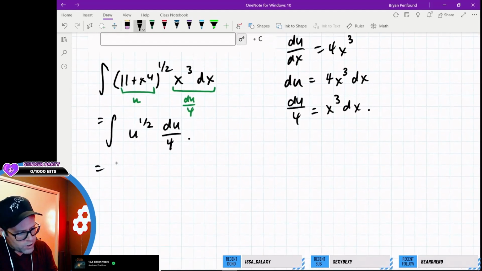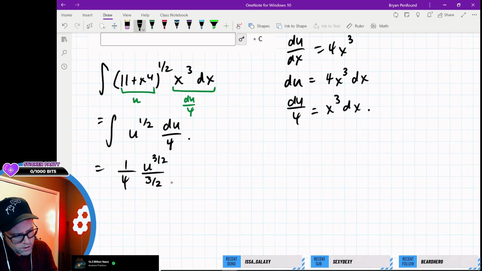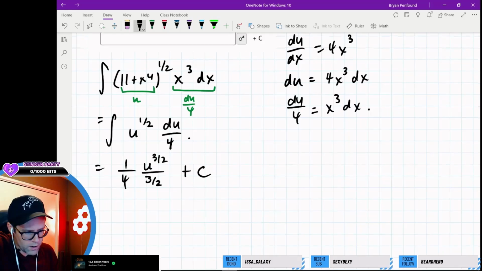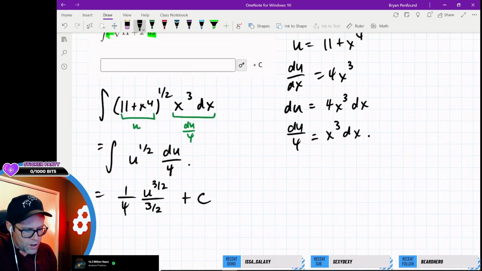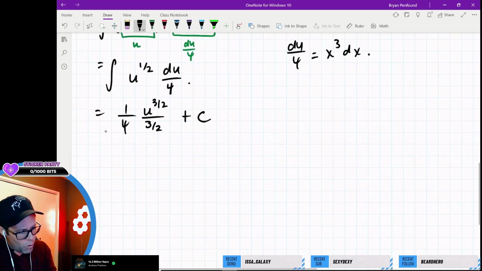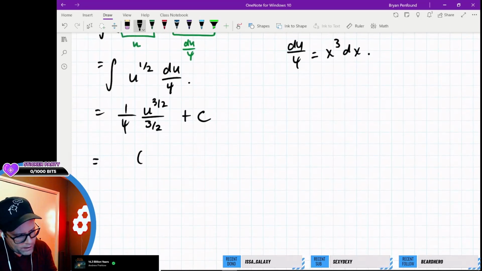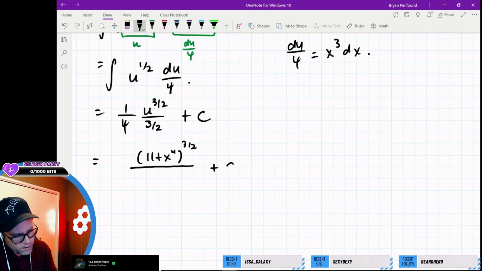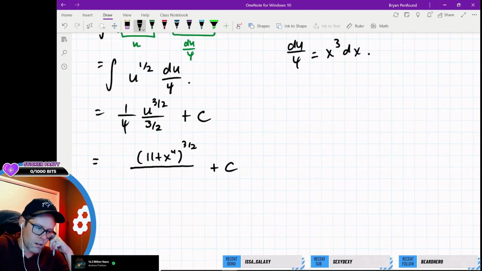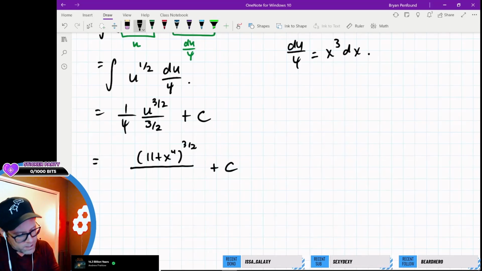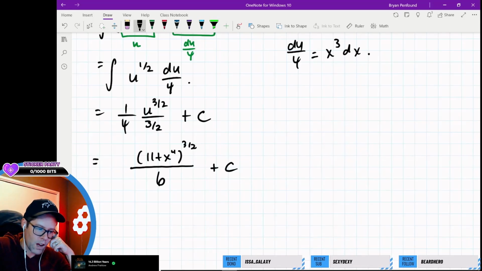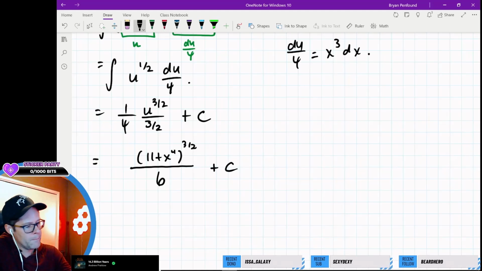And so now our goal is just to take the antiderivative of u to the 1/2, which we know is u to the 3/2 over 3/2, and then we'll go ahead and add our constant of integration at the end. We have selected u as 11 plus x to the 4, so let's put that back in, 11 plus x to the 4. And then what do we get in the denominator here for our constant? So we're going to get 2 over 6, 4 times 1.5, 6, right?